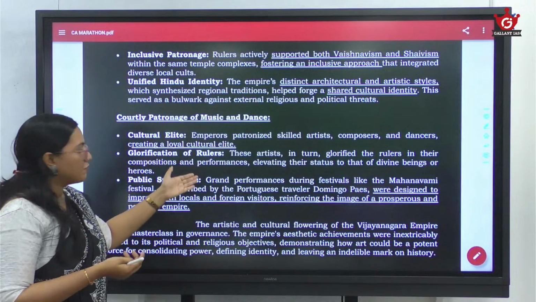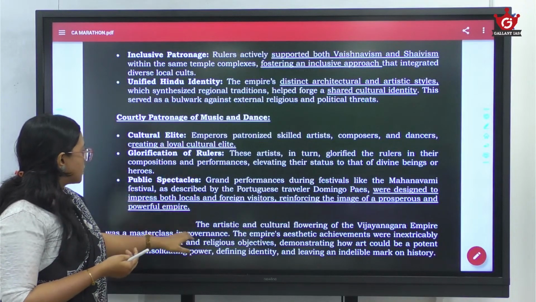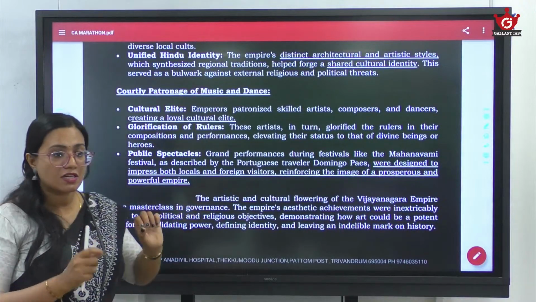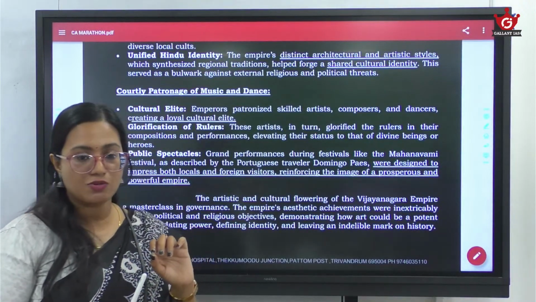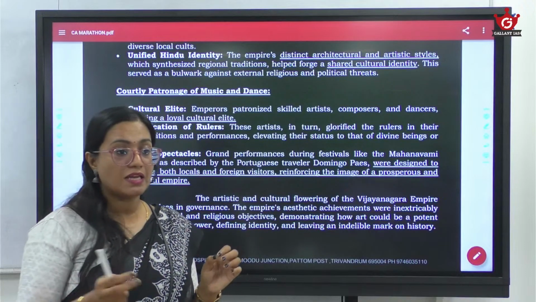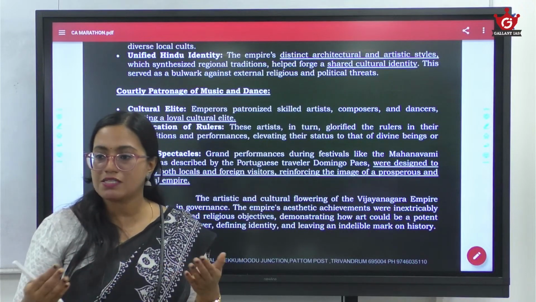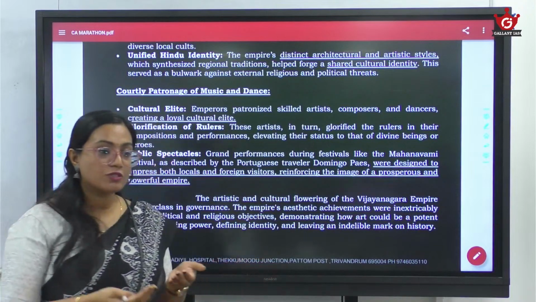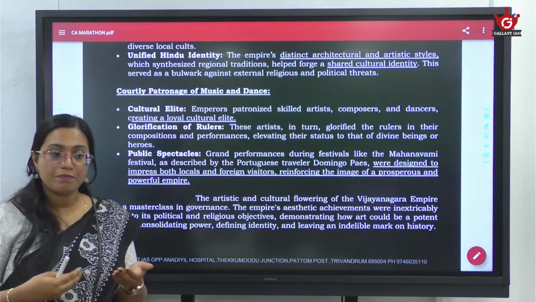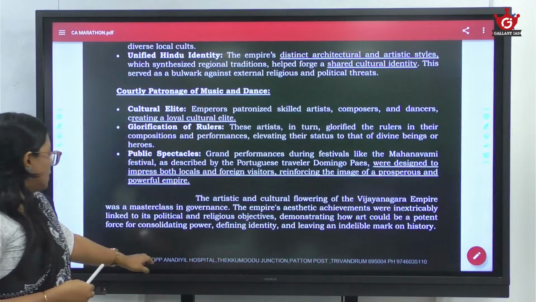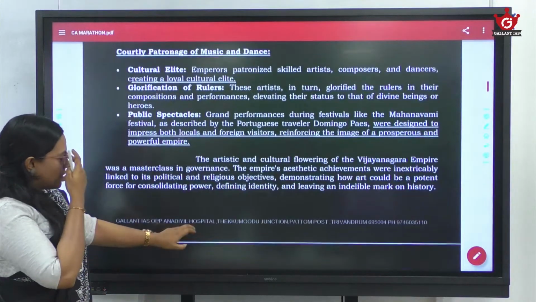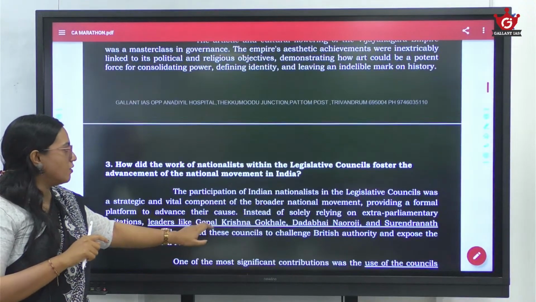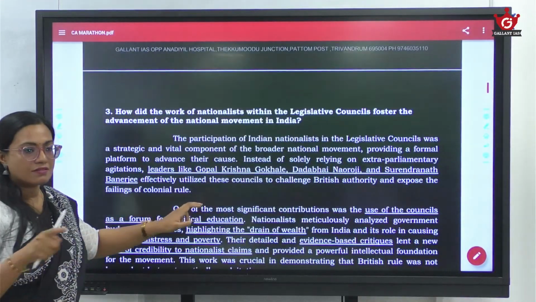One is that, as I said before, the cultural elite, creating a cultural elite, public spectacles. There is an account of some of the famous travelers during that time, how lavishly or extravagantly they celebrated some of the religious festivals. It was actually to show the royal power, the royal pride. So this is how you structure it. We will not go into the details of the answers, okay? You can read it out, but how do we write different answers?